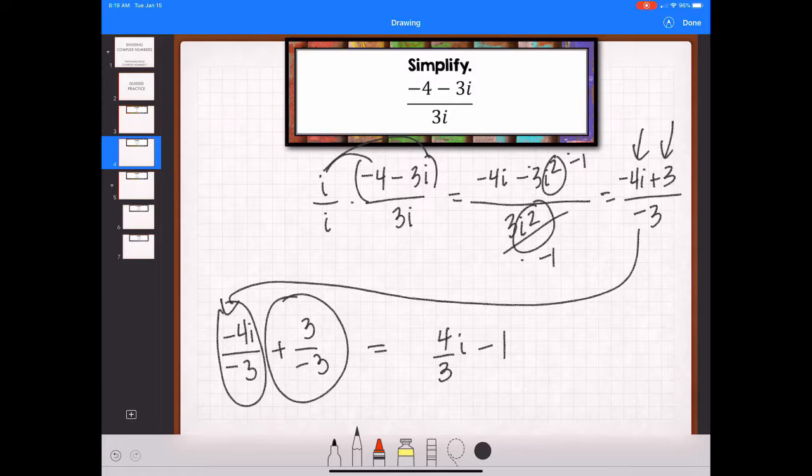You want to make sure that you write it so that the real number is first. So this -1 is going to be written first, and then the imaginary is going to be written next to it. So -1 plus 4/3 i. And that would be your simplified expression.